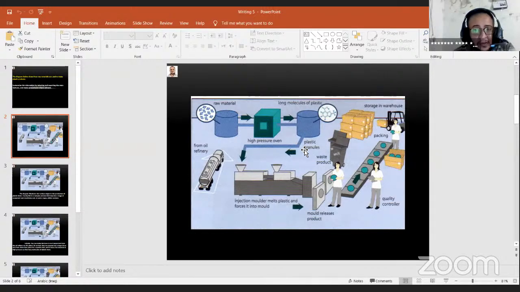Then you have plastic granules. After that, you have injection molder, which melts plastic and forces it into mold. After that, you will have mold releases a product, then quality controller. You have waste product, packing, and storage in warehouse. Okay.